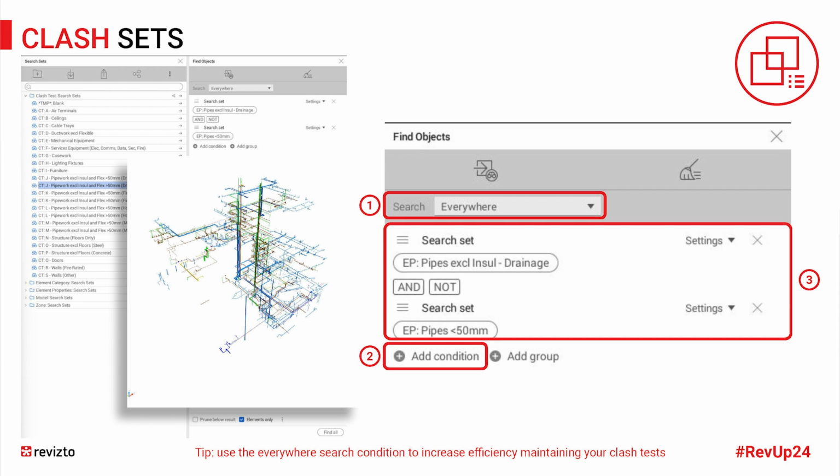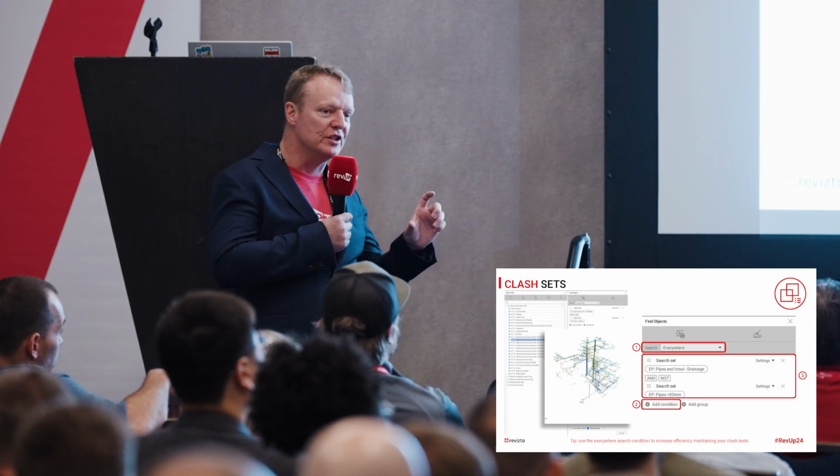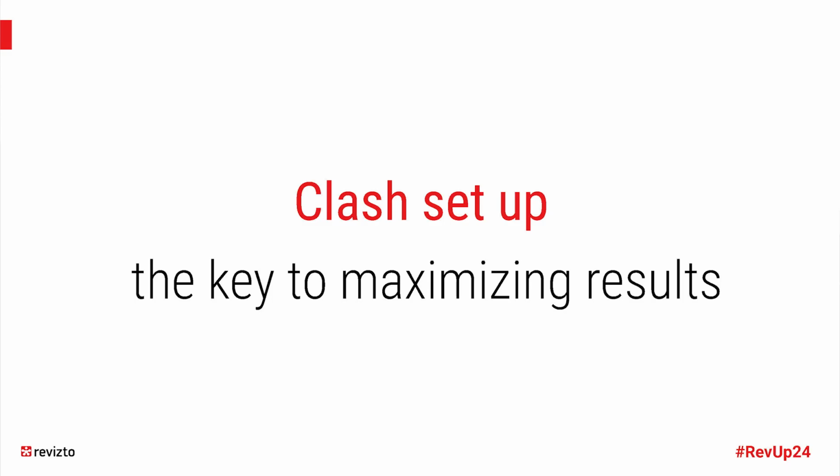In this example here, we're pulling out the drainage pipe work, and then everything not less than 50 millimeters. So looking for the big stuff versus the small stuff, and then running different clash results, different clash priorities on those things. Okay, so I'm going to go ahead and walk you through the clash setup.